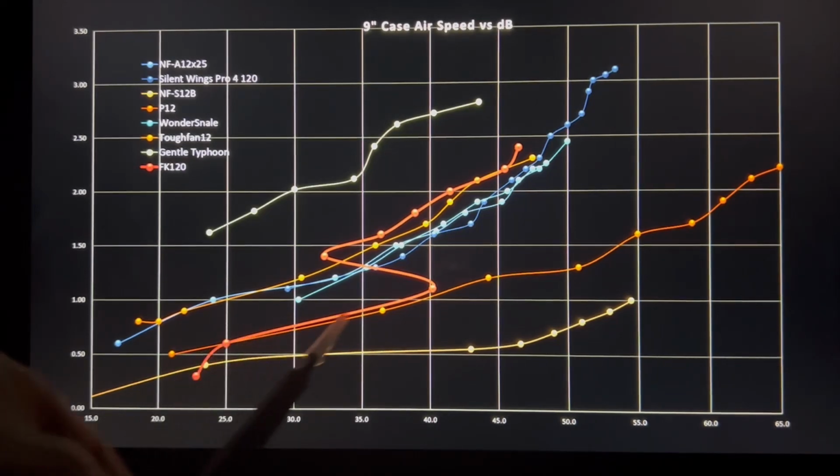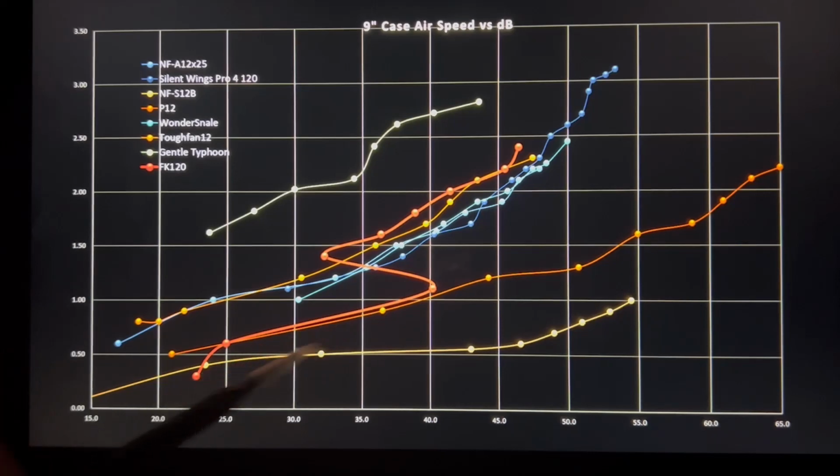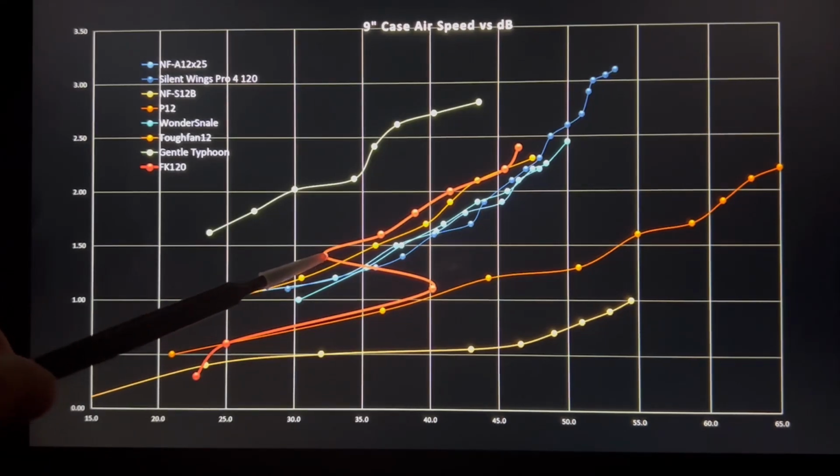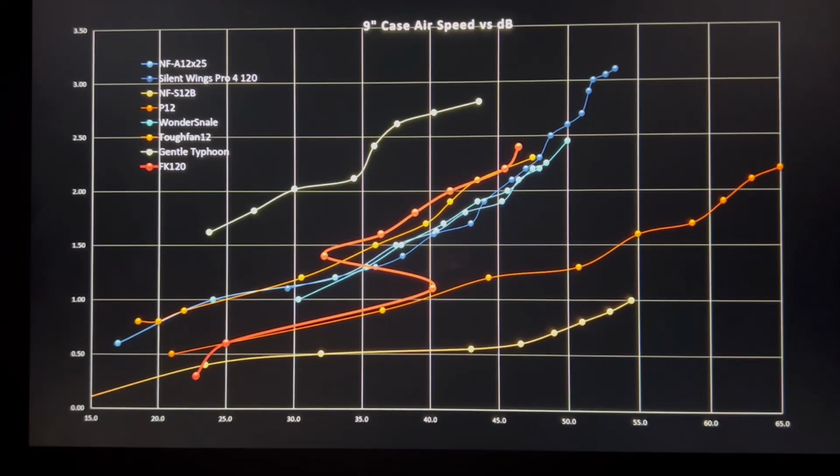So it gains performance and it follows the path a lot like the Arctic P12, and then all of a sudden jumps up and joins the likes of the Tough Fan 12 and the other extraordinarily high performing fans. So it's very interesting in that regard, and definitely warrants some retesting.